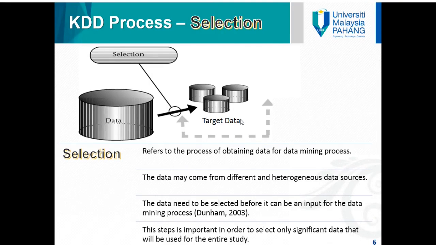As you can see here, initially we have the entire data, and the selection phase is executed with the aim of extracting the significant data. Significant data is the data that is relevant to the problem that you need to address. These pieces of selected data are called the target data.